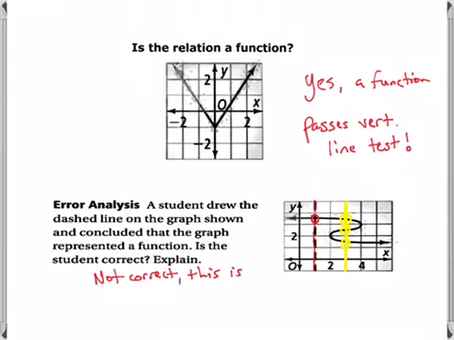And this student should also know that this is not a function, because it fails the vertical line test. Right, so the student is not correct. This is not a function, and it fails the vertical line test.